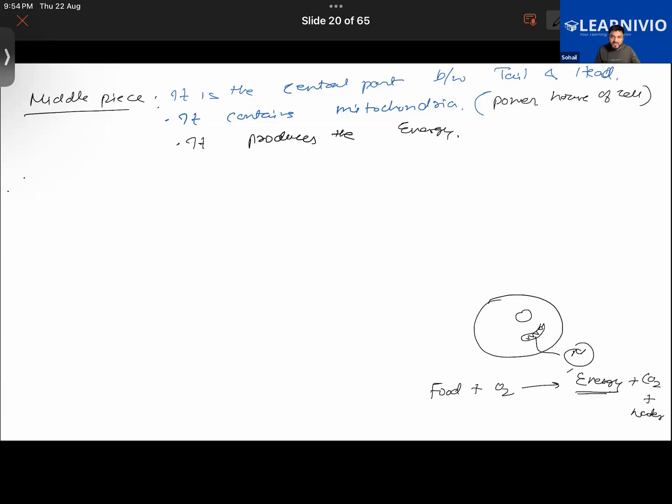And this is chemical energy which is stored in molecules, like it is stored in ATP molecules, adenosine triphosphate. ATP is called the energy currency of the cell. Getting it now? Just like you exchange goods using currency, similarly the energy will be stored in the form of ATP molecules inside the cell. So ATP is called the energy currency of the cell.